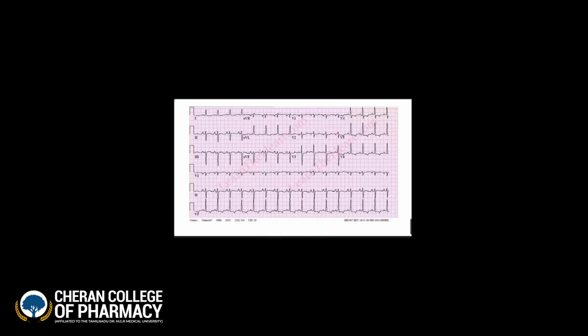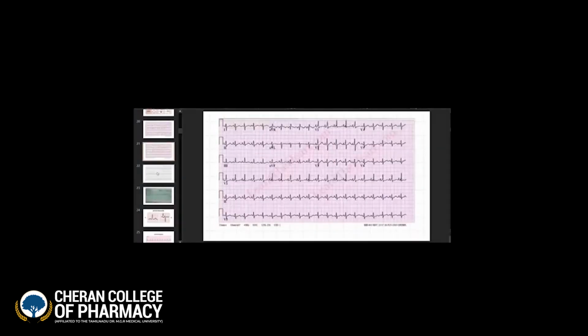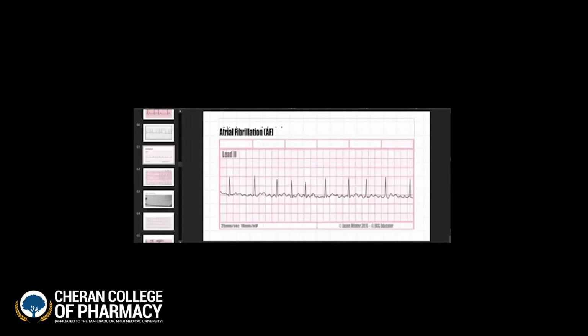I'll show you how to do that. This is the irregular pattern. Always go for the continuous part. This is a continuous part as well. Yes, this is the perfect one. As you can see, there are 30 big squares.